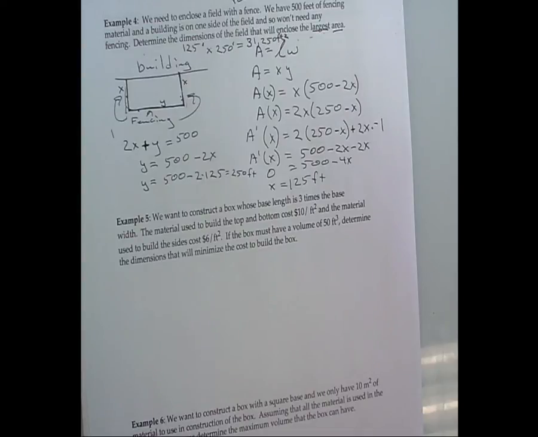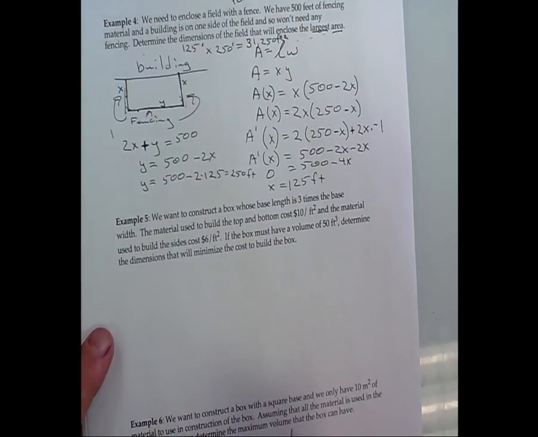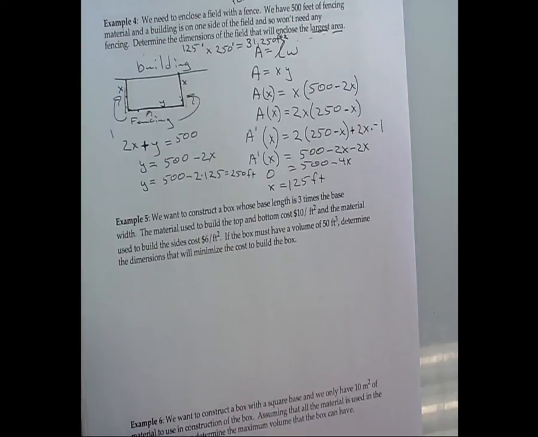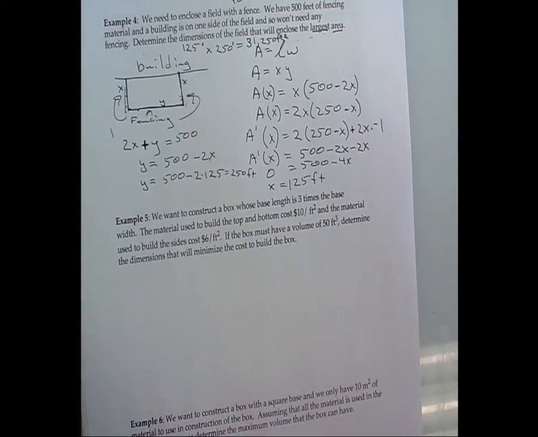No. Okay. We want to construct a box, Alexis, whose base is, oh, you read this to me, Alexis, because I don't think there's any Wabash County. Why don't you start example 5? Read it to me. We want to construct a box whose base length is 3 times the base width. The material used to build the top and bottom costs $10 per square foot. The material used to build the sides costs $6 per square foot. If the box must have a volume of 50 cubic feet, determine the dimensions that will minimize the cost.